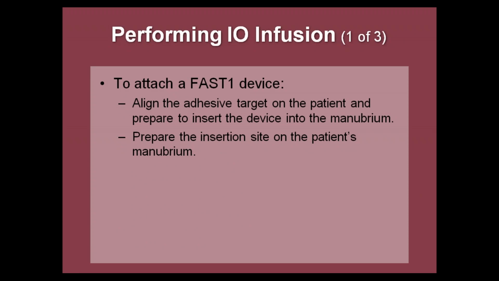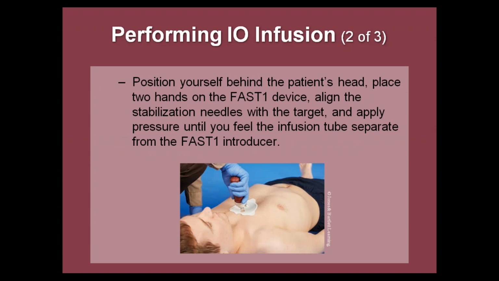For the FAST device, just understand that you align the adhesive on the target of the patient, and it goes in the manubrium, which is that top portion of the sternum. The FAST one is basically the same thing.